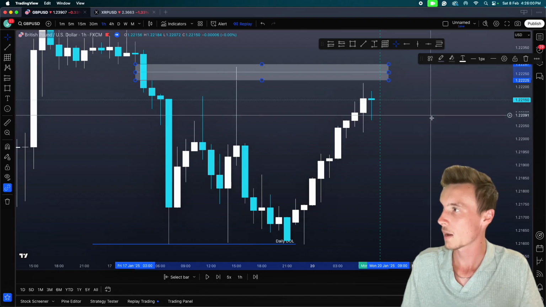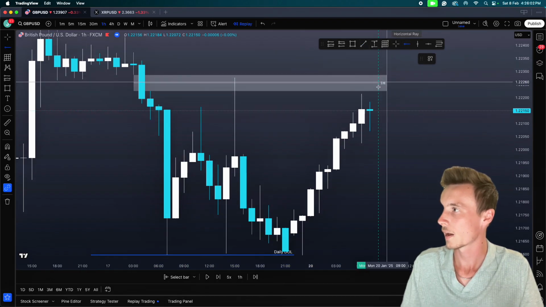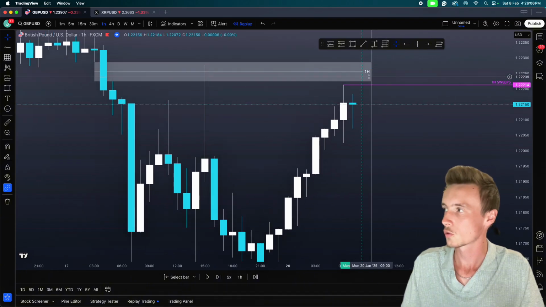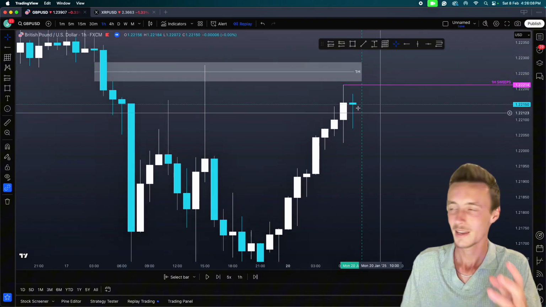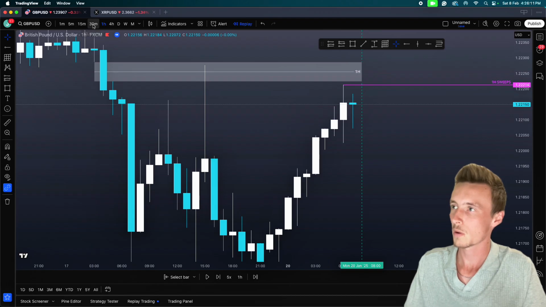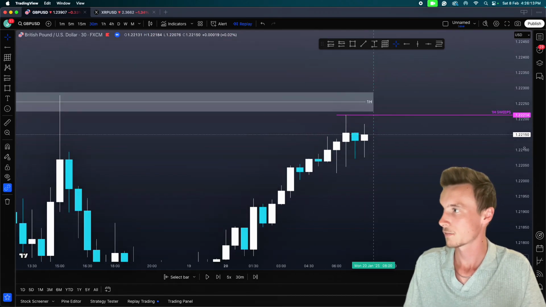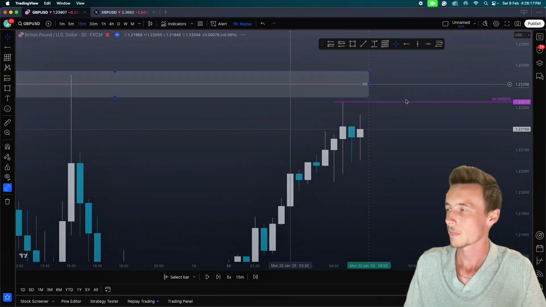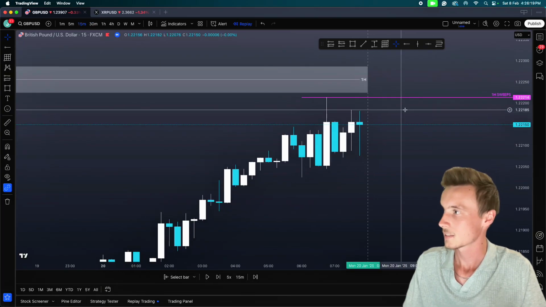So we have an hourly fair value gap up here. We have an hourly high over here as well. I can mark those as a couple of potential areas price could move into. I would move lower onto the 30-minute chart, see if there's anything different up here. Basically the same sort of area. 15-minute chart again, same sort of area.